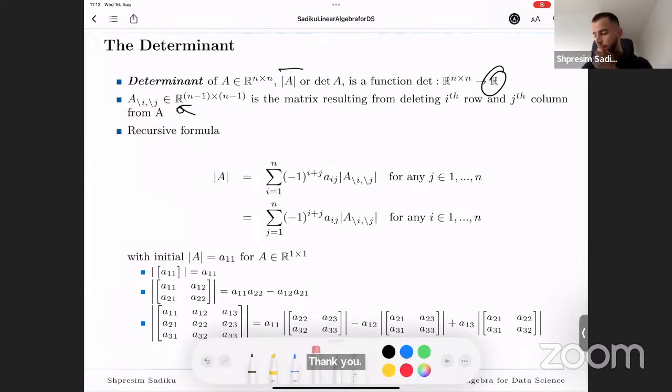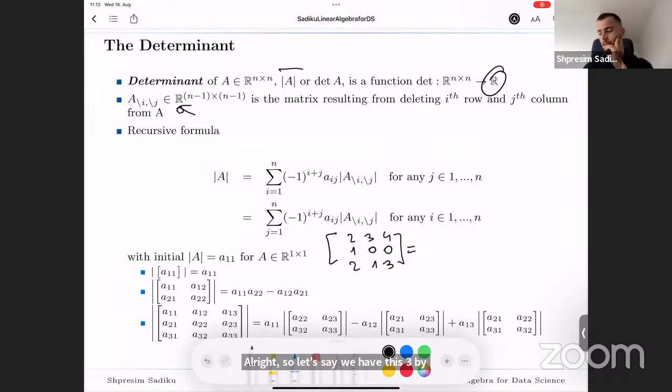Okay, so let's say we have a 3 by 3 matrix, and let's say I don't want to follow this definition which I have over here, but I would like to go by the definition of the first column. So by definition, we would take the first element of the first column, 2, and then the other 2 by 2 matrix would be by removing the first row and the first column. So we are left with 0, 0, 1, 3.